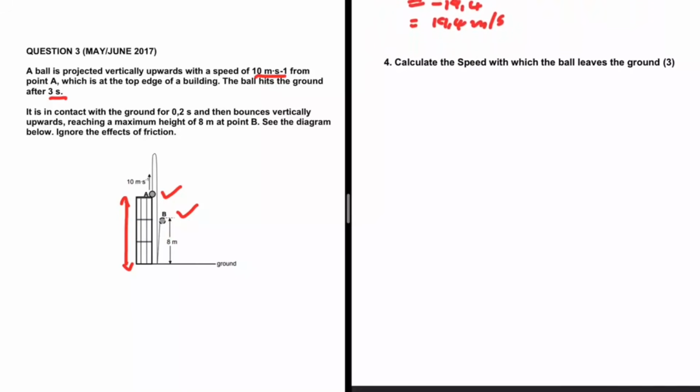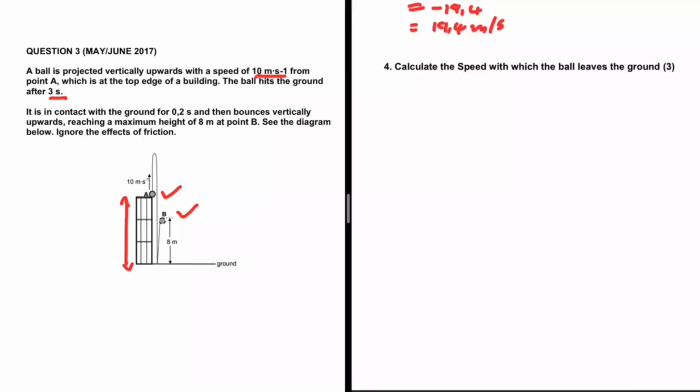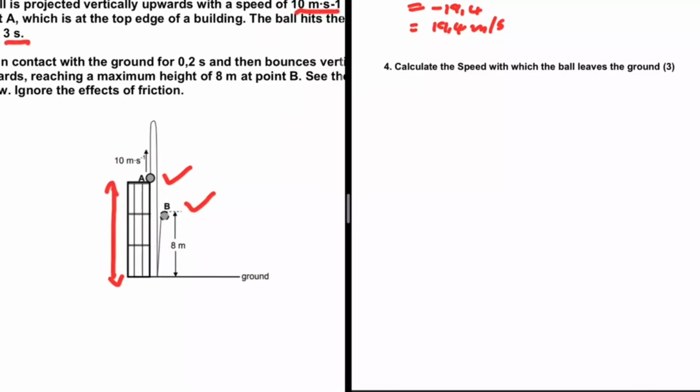Question 4: calculate the speed with which the ball leaves the ground. Okay, so we know that our ball will strike the ground, right? And then after some time, 0.2 seconds to be specific, it is going to leave the ground and then go up until it reaches point B, its maximum height. When it reaches its maximum height, we know that Vf is equal to 0. The velocity at the maximum height is 0. We're interested in Vi, the initial velocity, the velocity as it leaves the ground.